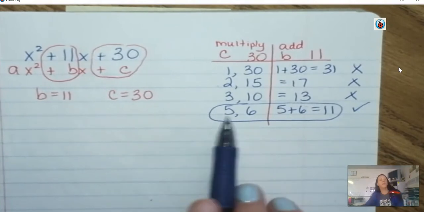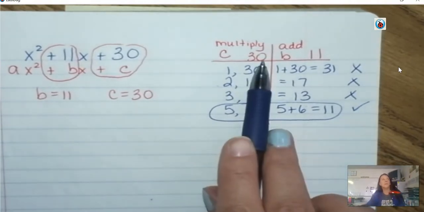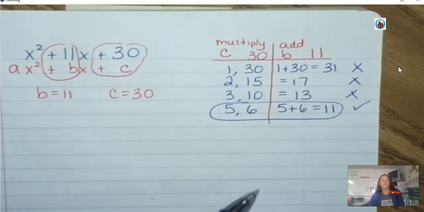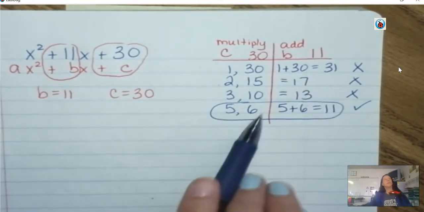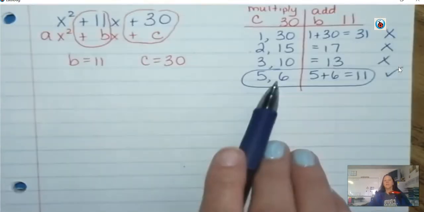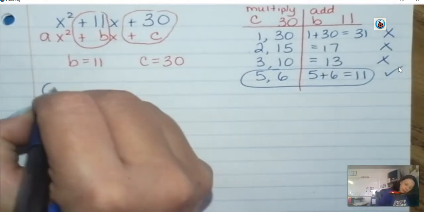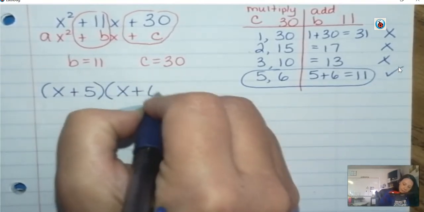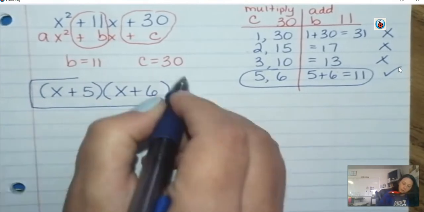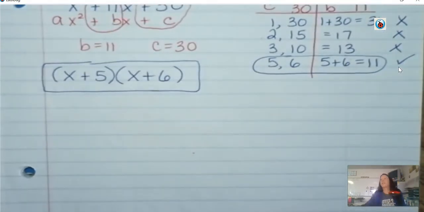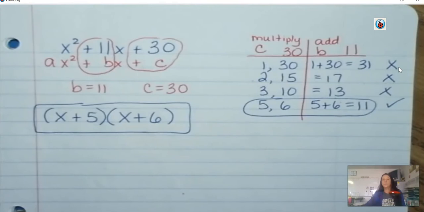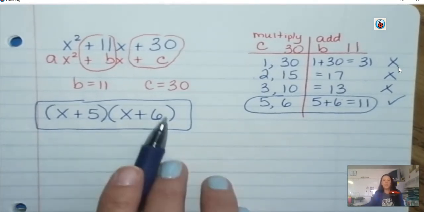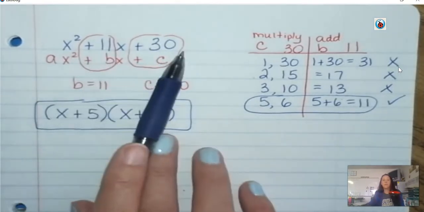So you're looking for two numbers that multiply together to be your c value, but they have to add together to be the b value. So your numbers are positive 5 and positive 6. We're going to write out that factor as x plus 5 times x plus 6, or you can do x plus 6 times x plus 5. And then if you wanted to check, just FOIL it out, and you'll end up with x squared plus 11x plus 30.